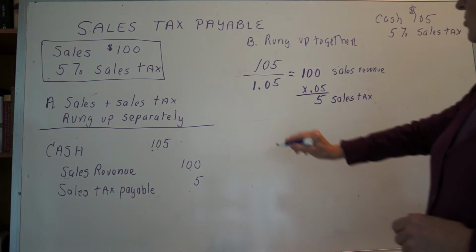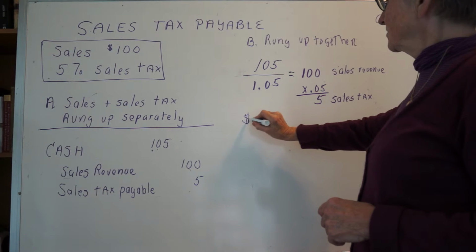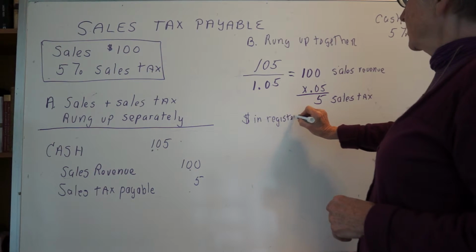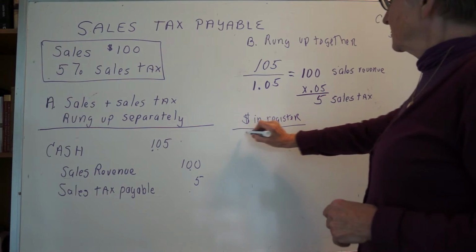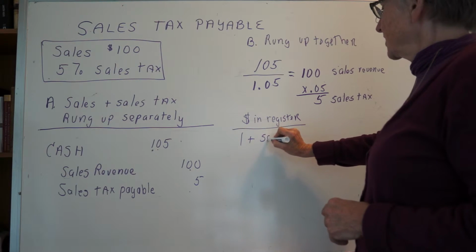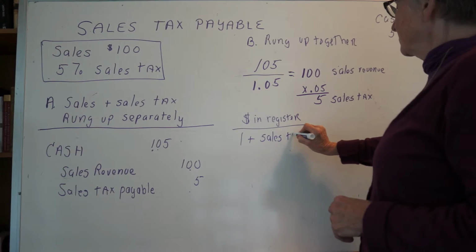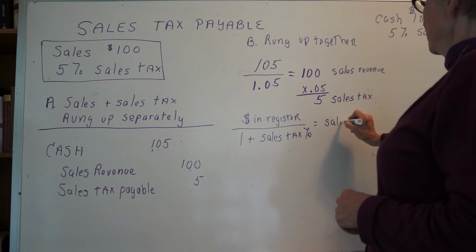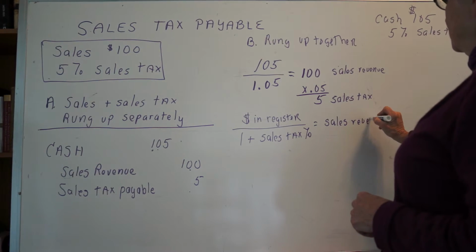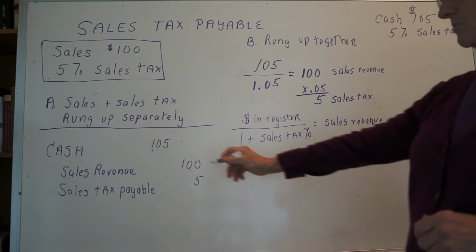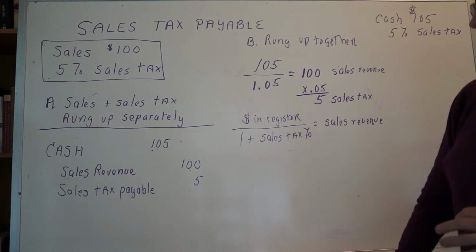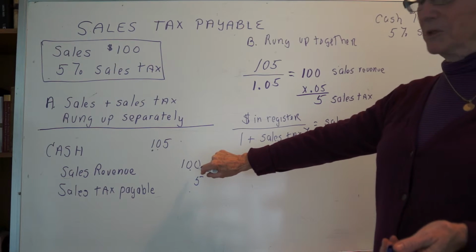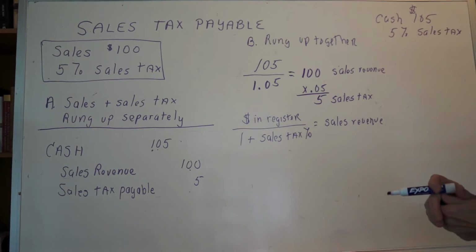So we're basically taking the money in the register, which is the 105, and we're dividing it by 1 plus the sales tax percentage. And that gives us sales revenue, and from that we can figure out the tax, and then we can make the same journal entry. We would have taken in the 105 cash, but now we know that of that, 100 was sales revenue and the rest was sales tax payable.